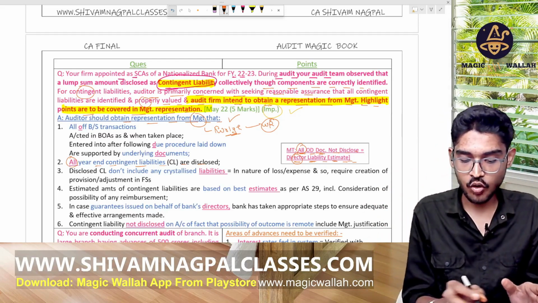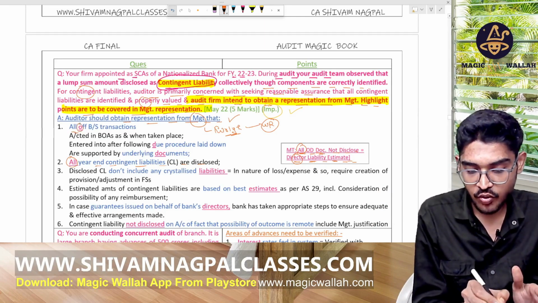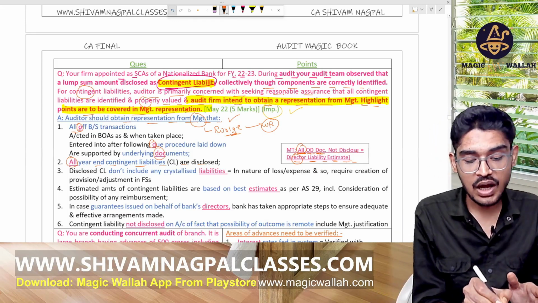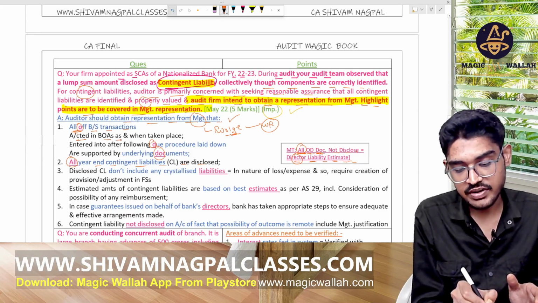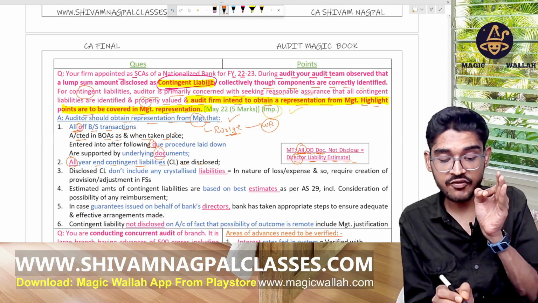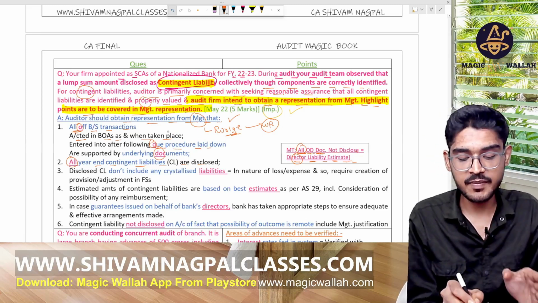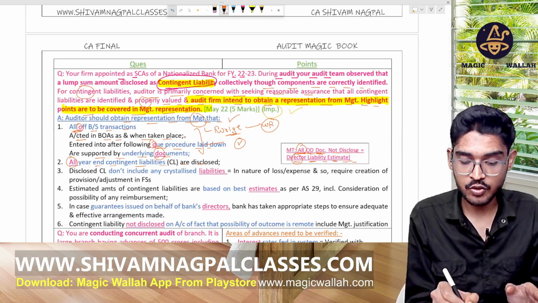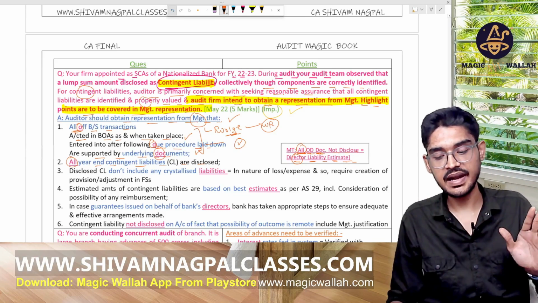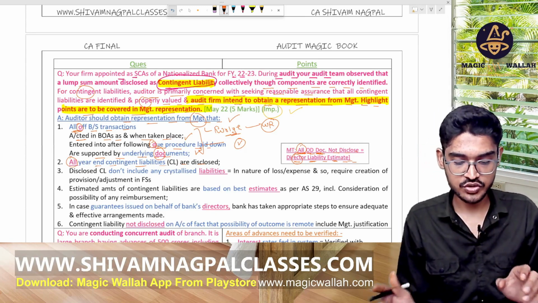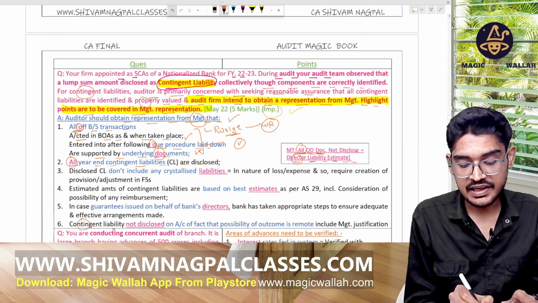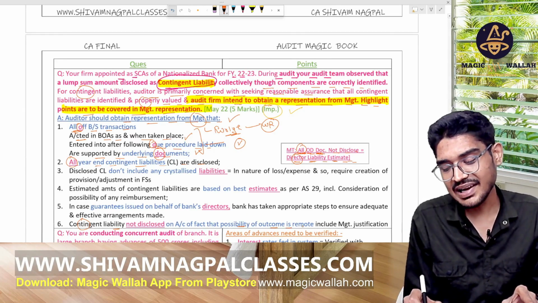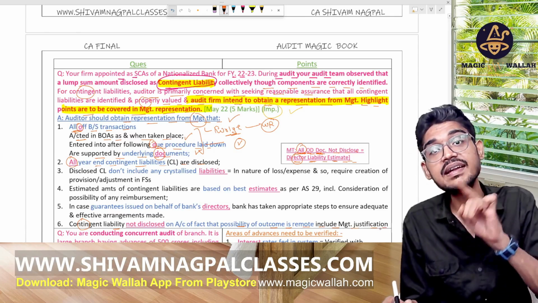Now, by OBS we mean all the off-balance-sheet documents. All the off-balance-sheet transactions are accounted in the books of account when they take place, entered into after following due procedures laid down, and all supported by the underlying documents. Then, notes to disclosures: the contingent liability which is not disclosed because the possibility of the outcome is remote, very less, and the justification why it is not added.